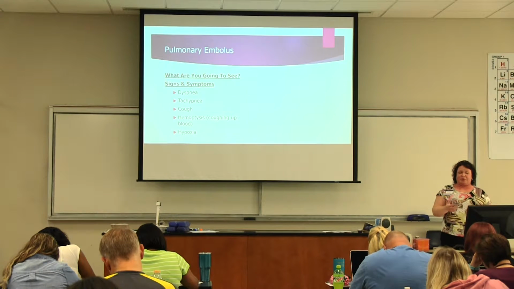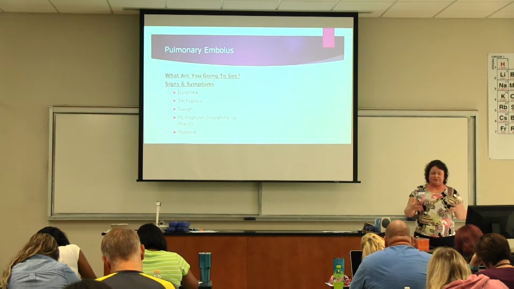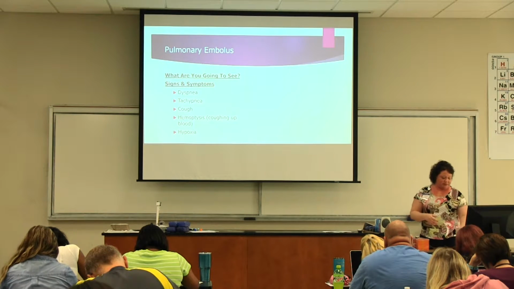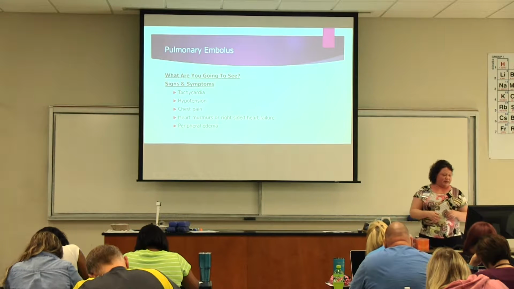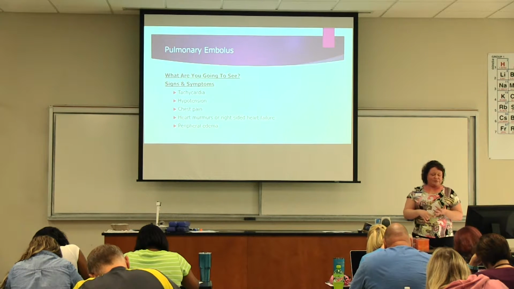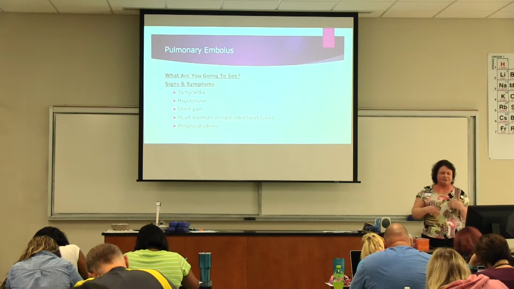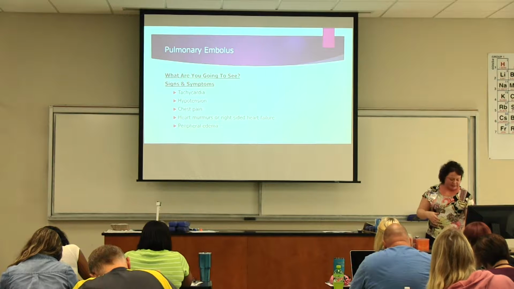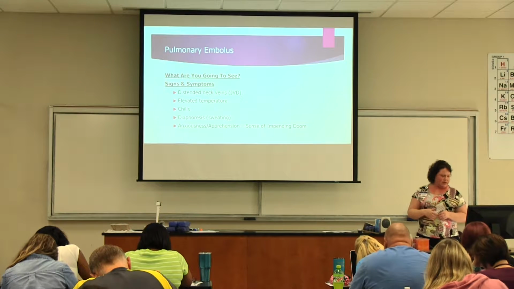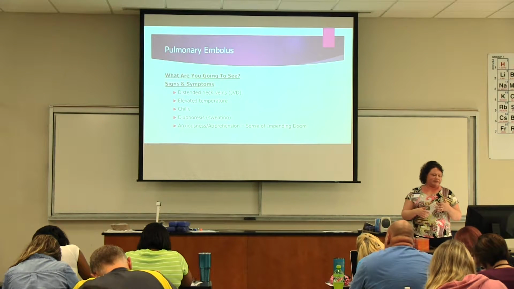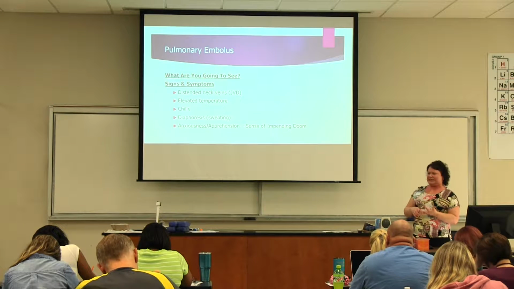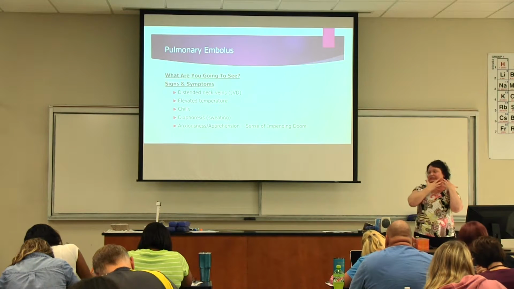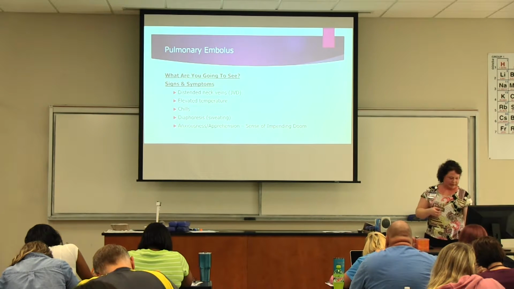So what are you going to see with a pulmonary embolism? Signs and symptoms of a PE include dyspnea, tachypnea, coughing up blood, hypoxia, tachycardia, hypertension, chest pain. Sometimes you'll hear a heart murmur on the right side of the heart. You'll also have peripheral edema as well. Distended neck veins, JVD. Does anybody know what JVD stands for? Jugular vein distension, exactly. You'll see the jugular veins distend, and you'll see it sometimes pulsating.